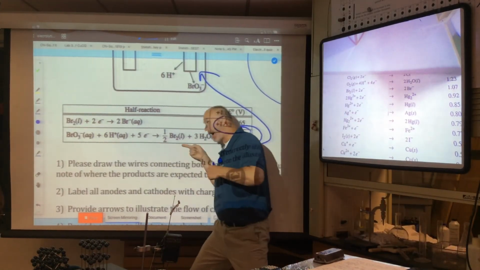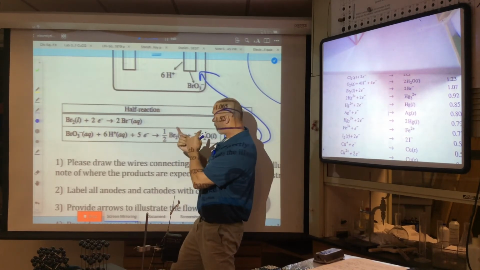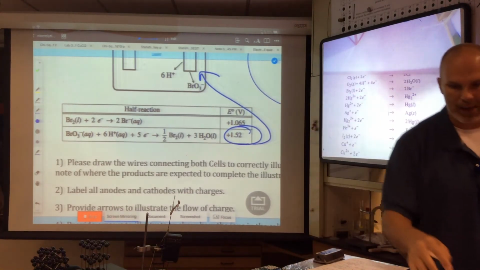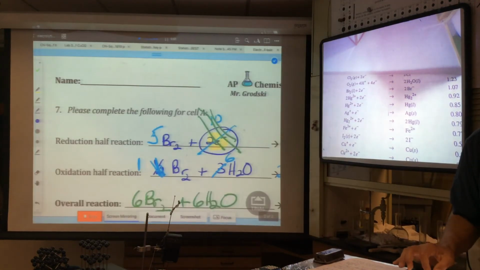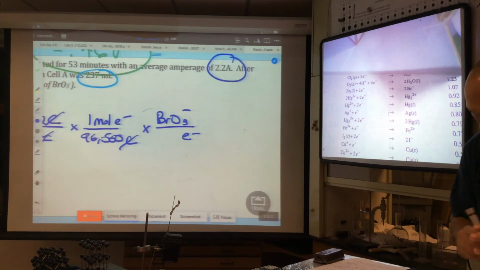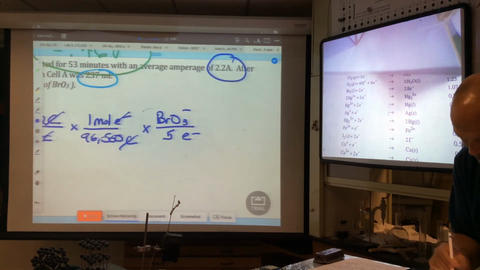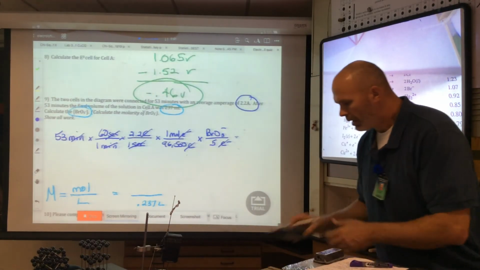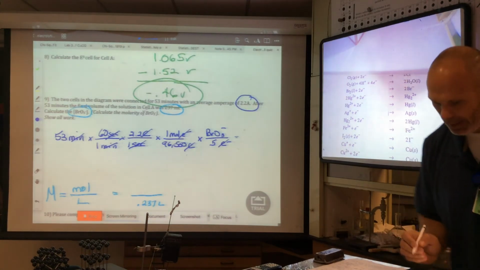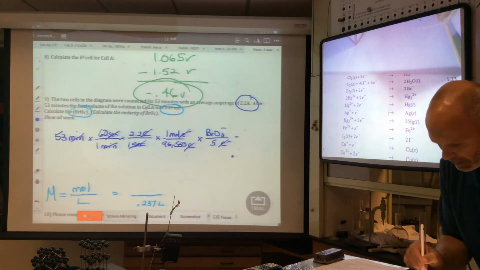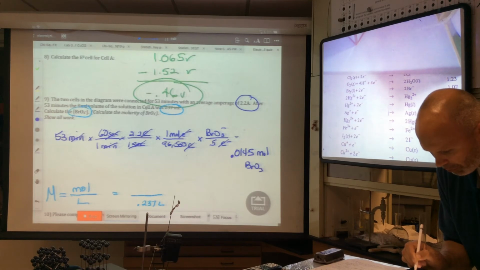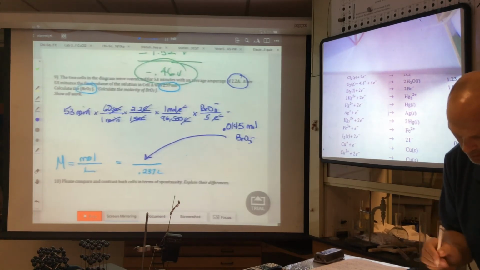Remember, going this way, oxidation, anode. Every 5 of these, there's 1. That's your stoichiometry. That's your relationship. And that's what I put there. And so many people messed up here. Electrons go bye-bye. And what do I have left? Moles of BrO3. And so I do my calc, bang it in there, and I get 0.0145. And this is moles of BrO3. That goes here.